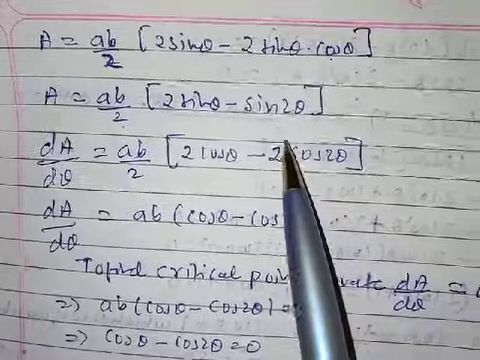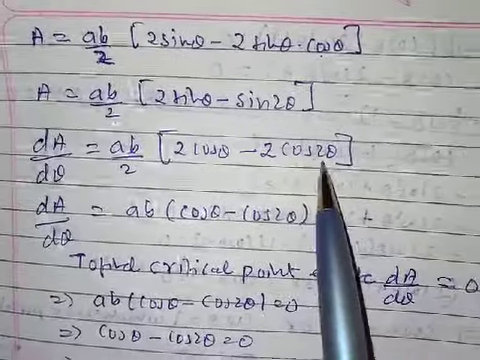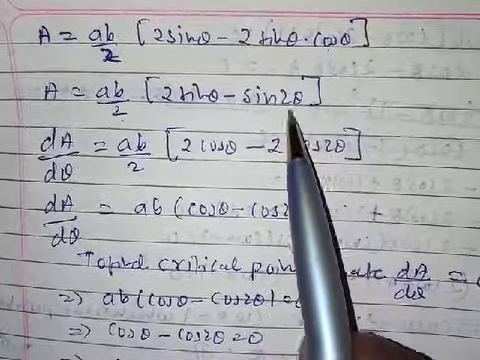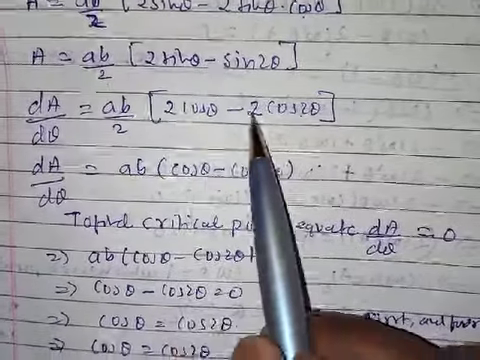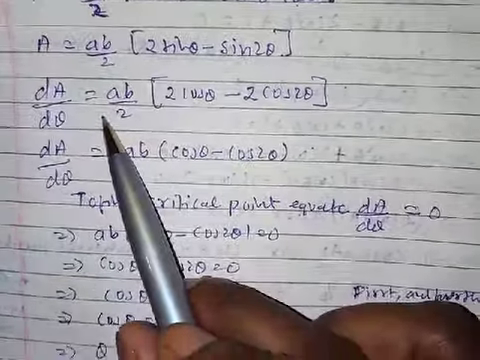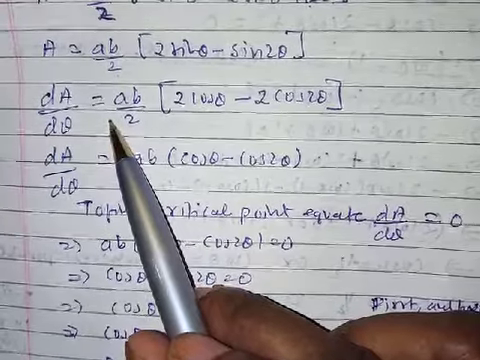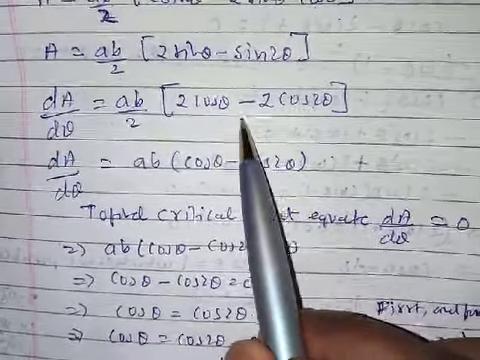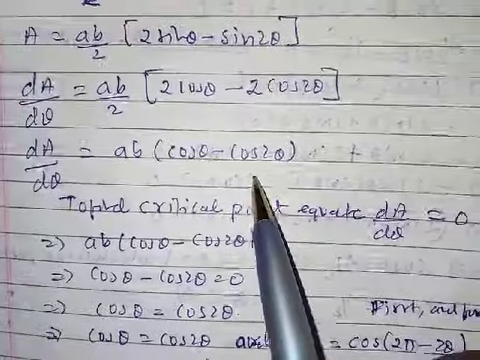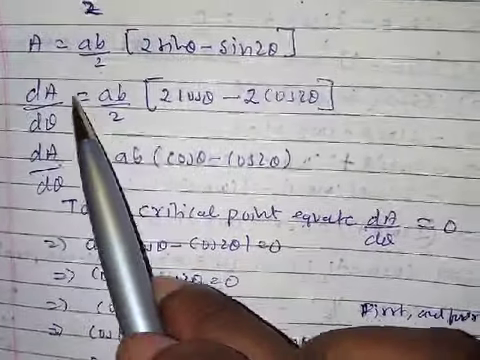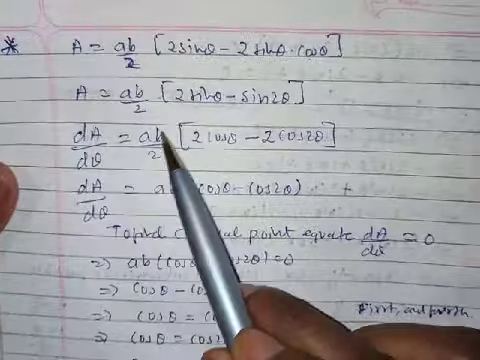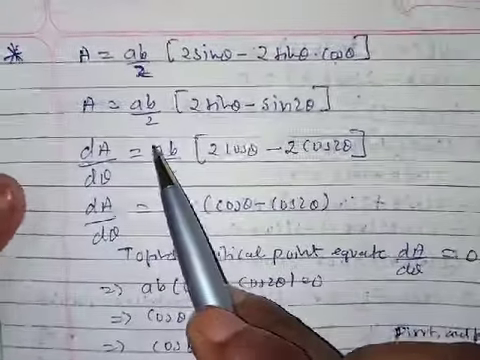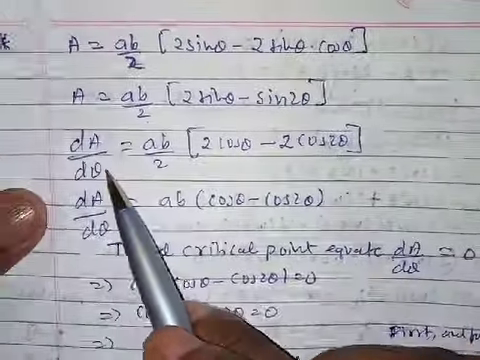Okay. What is sin 2 theta? It is cos 2 theta. If you inverse it, okay? So it will become cos 2 theta. So 2 can be taken common. Okay. Sin will be changed into cos. So it will become A upon theta.